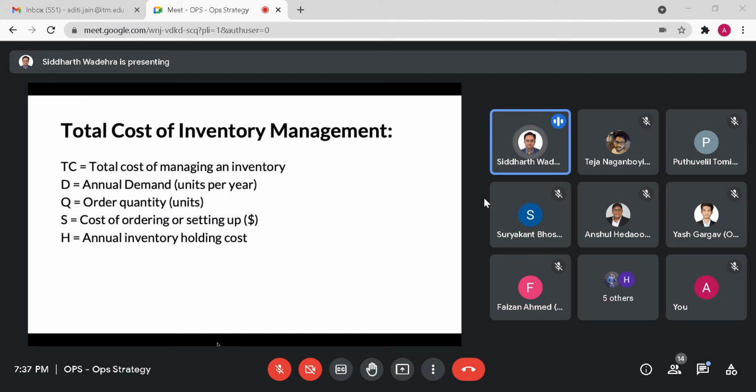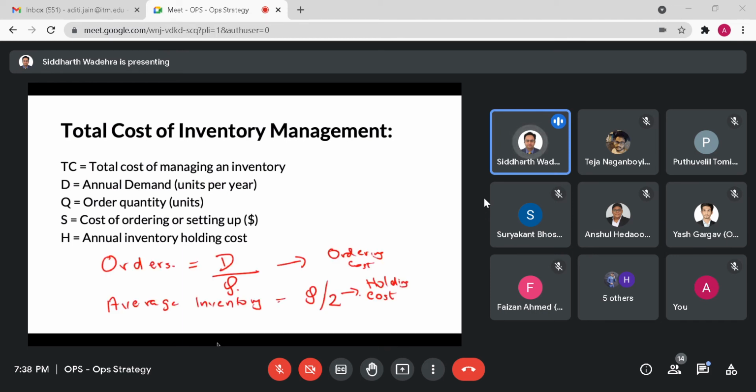One of them is going to be ordering costs. So what you need is the number of orders, right? You need the number of orders in a year, and the number of orders in a year is going to be determined by the annual demand divided by the quantity you order every time. Like we said, 10,000 divided by 2,000 in that example which we thought about, and it's going to give you an annual cost of ordering.